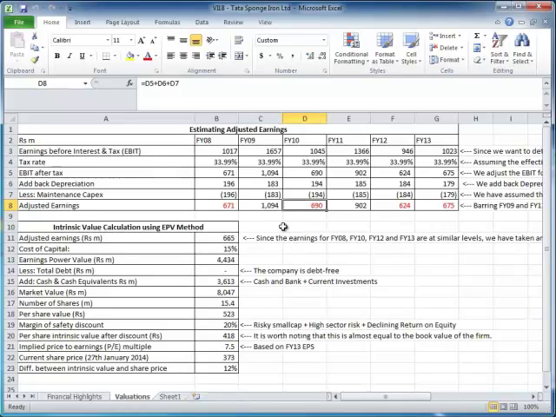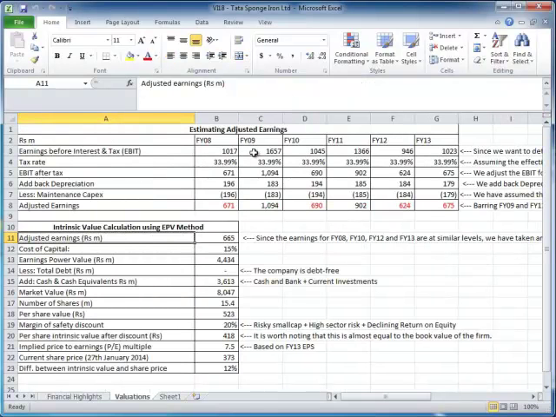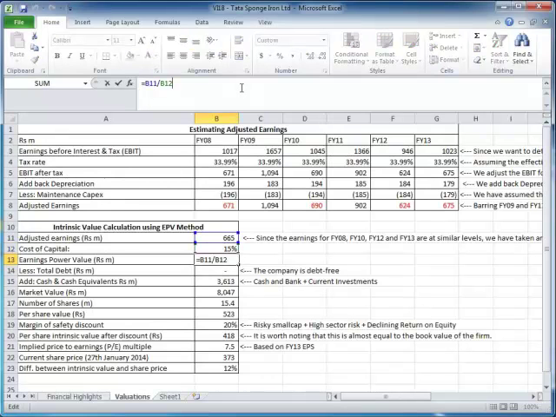Okay, so now let's look at how we actually value this. The first thing we do is take the adjusted earnings. Here we're taking the average of the 4 years of earnings, where they're all in the 600 to 700 range, right? So we've taken the earnings for 2008, 2010, 2012, and 2013, and that becomes our adjusted earnings. Our cost of capital, as we mentioned, is 15%. And then the earnings power value is simply the adjusted earnings divided by the cost of capital, and this is 4,434. Keep in mind that this is in millions of rupees, of course.